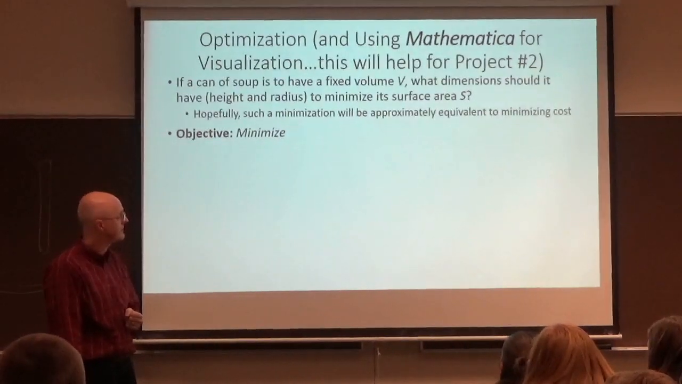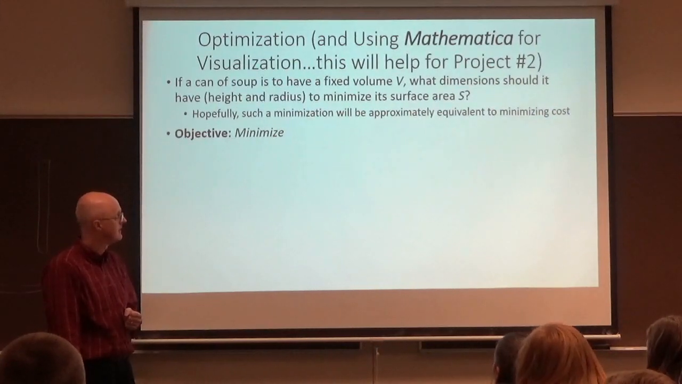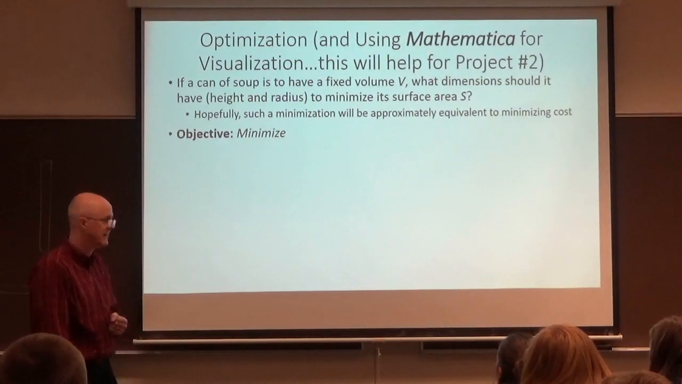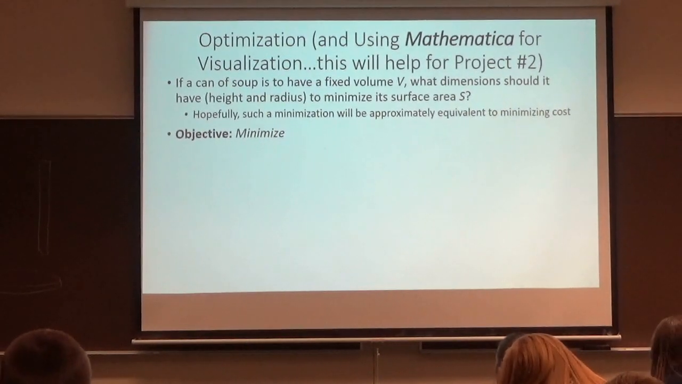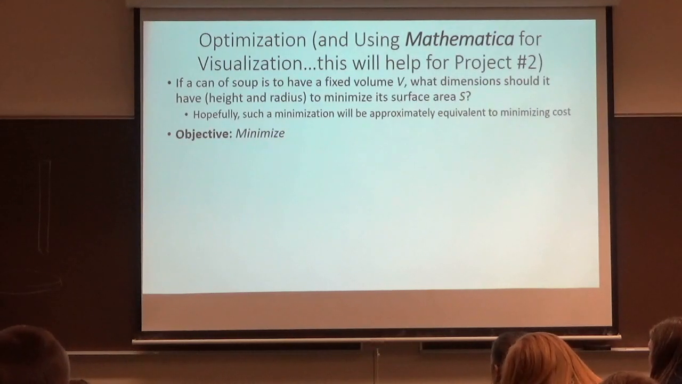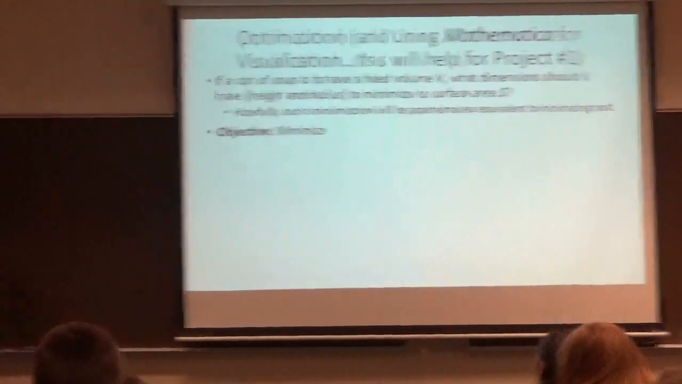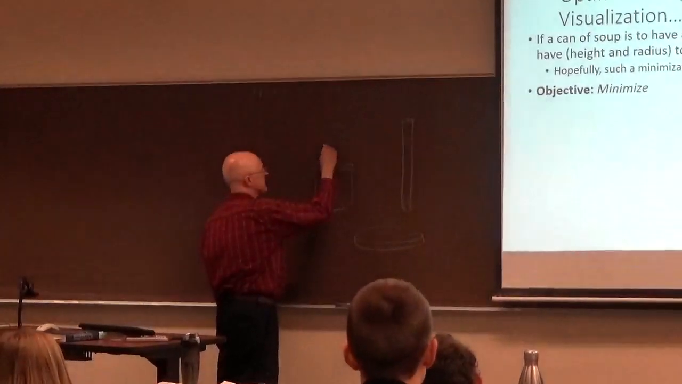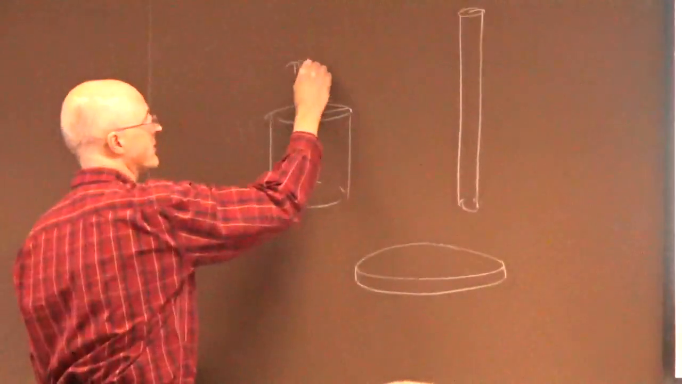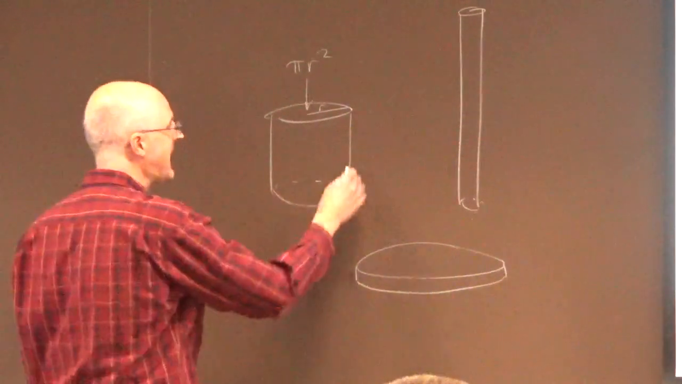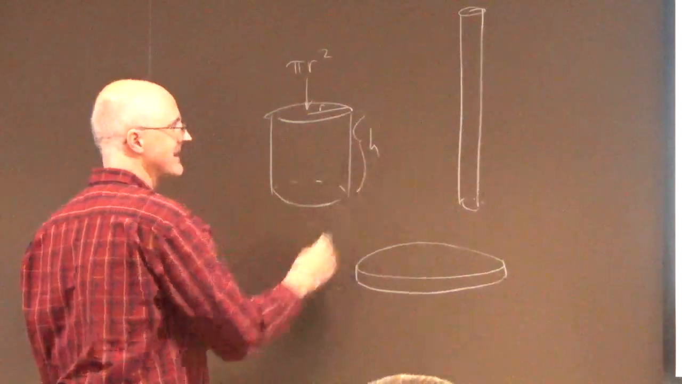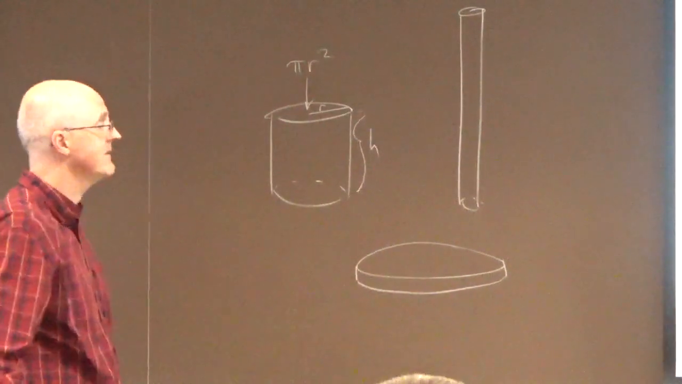What function do we want to minimize? It's the surface area. What's the formula for the surface area of a cylinder? If you don't remember it, you should be able to figure it out, at least if you remember the formula for the area of a circle. If the radius is r, the area of a circle, I hope you remember, is pi r squared. And if you take that and multiply times the height, that is going to give you the volume.